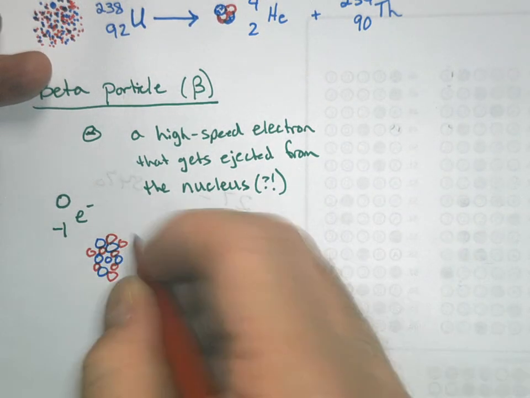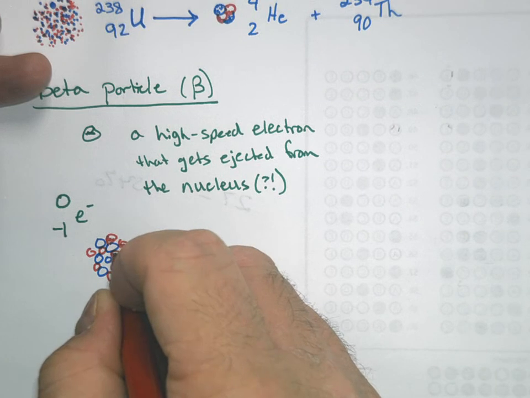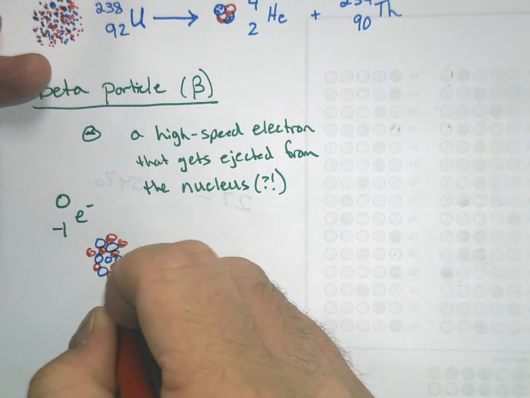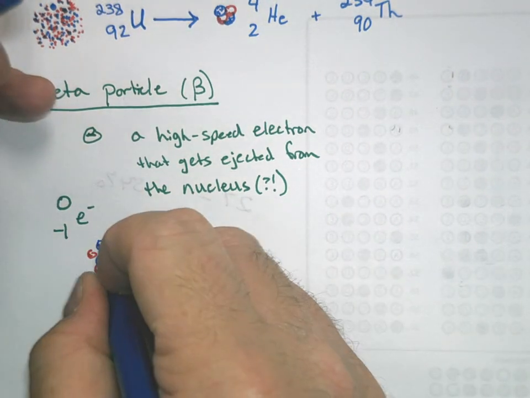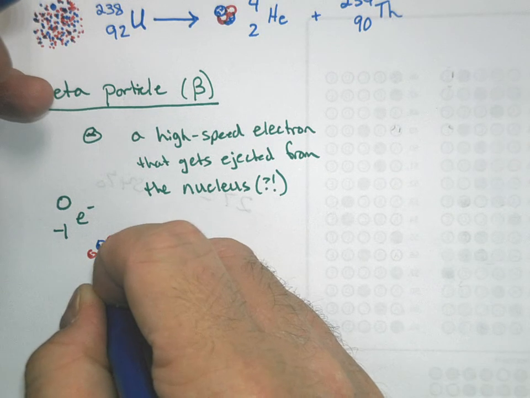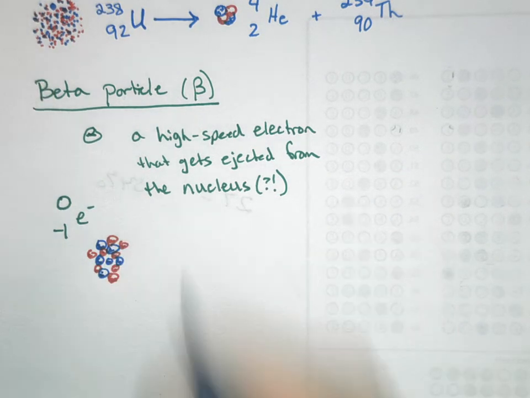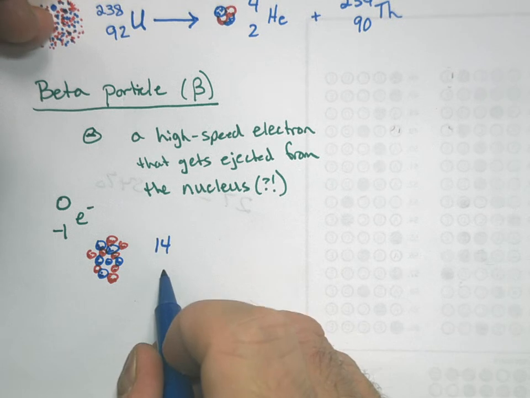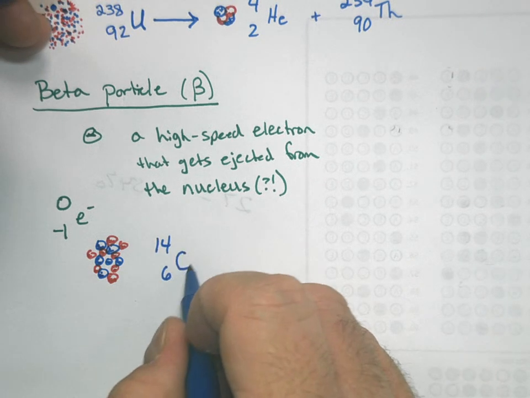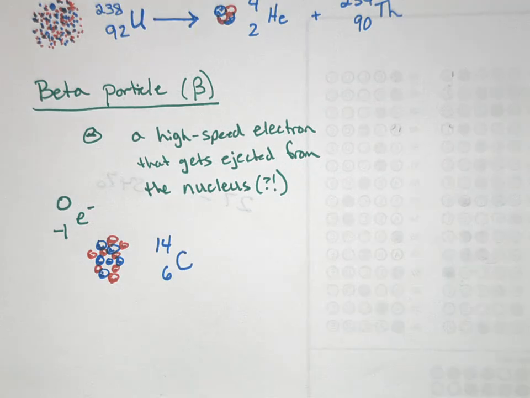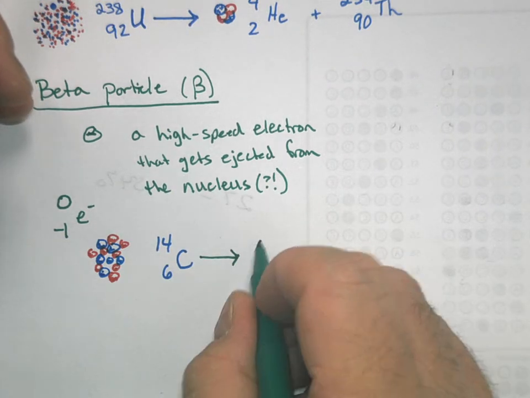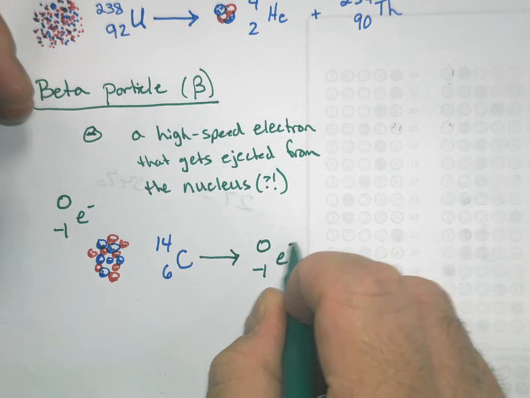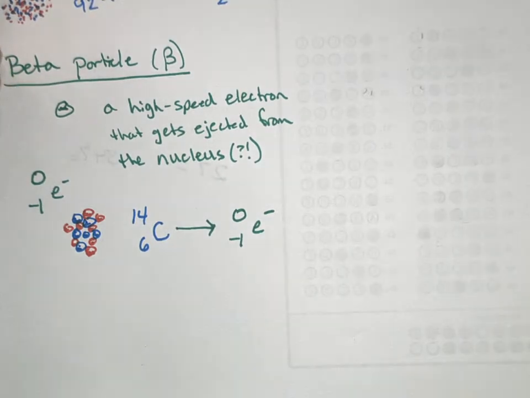Okay, so that would be 8 neutrons and 6 protons, which would give us 14, 6 carbon. And 14, 6 carbon splits up into a beta particle. And what would be left? Now keep the same idea as what we did up here.